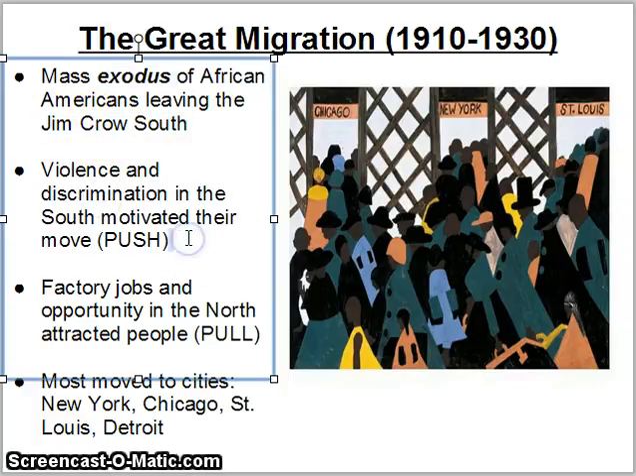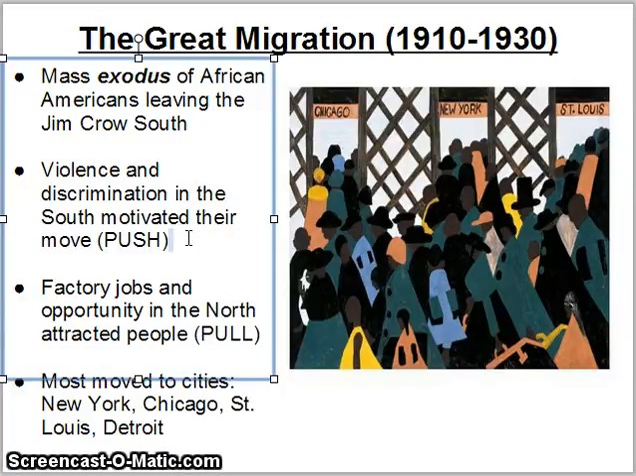Violence and discrimination in the South are some of the reasons why they wanted to leave, right? We've studied a lot of those already. And then one of the things that pulled people towards the North was the existence of many factory jobs and just the idea of new opportunities outside of the South. The World War I factories increased the goods that were being produced, and so there was a huge need for more workers.